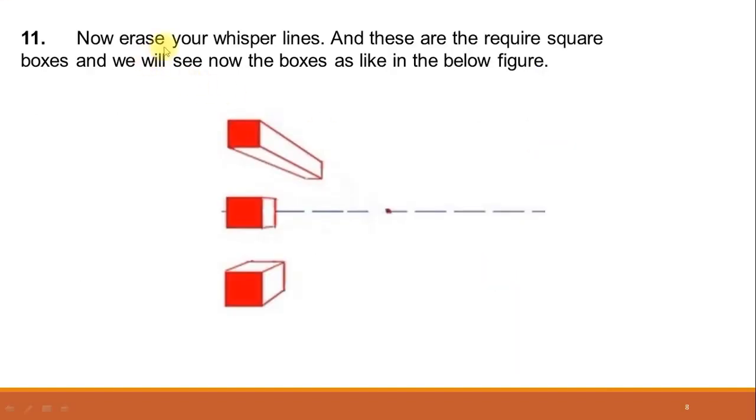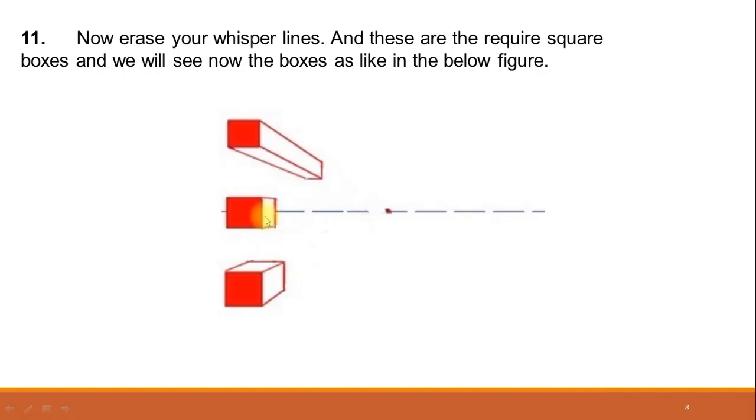So now erase your whisper line, and these are the required square boxes. This box lies above the horizontal line, this is on the horizontal line, and this is below the horizontal line. Here we draw three square boxes above the horizontal line, below the horizontal line, and on the horizontal line by using 1 point perspective. When we use 1 point perspective, then the shape will be in this form.